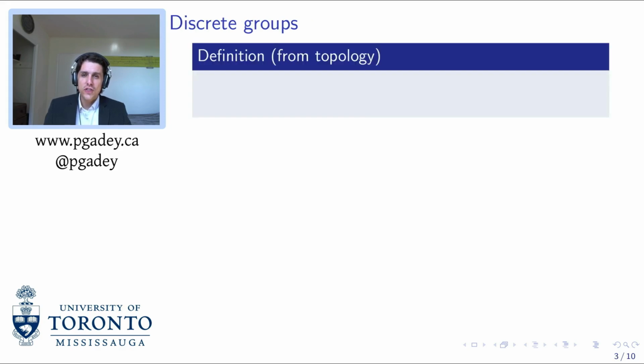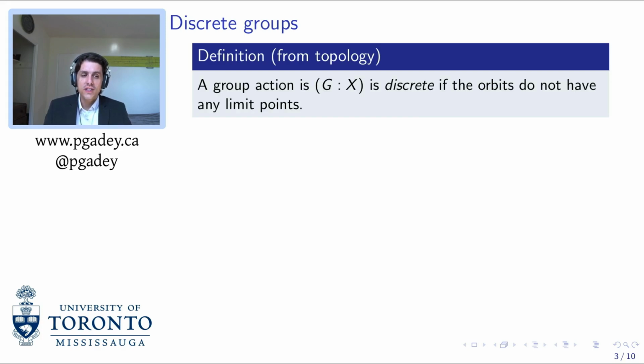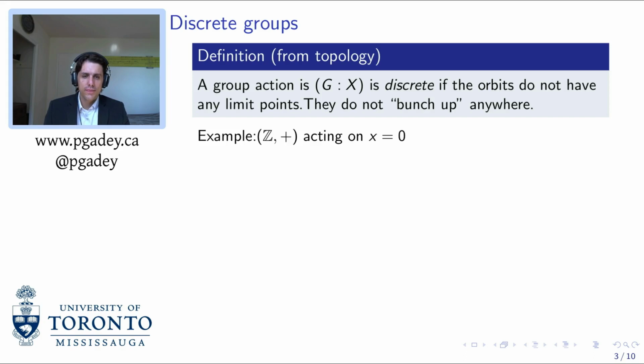Now let's get into the notion of a discrete subgroup. So this is a definition that comes from topology, and it has to do with the idea of limit points and accumulation points. So if you haven't taken a topology course, we're just going to give you an intuition for how this works. We say that a group action is discrete if the orbits do not have any limit points. So that is to say, when we look at an orbit, all of the points are sort of far apart. They don't bunch up and collect together anywhere. So let's have a look at an example of this phenomenon.